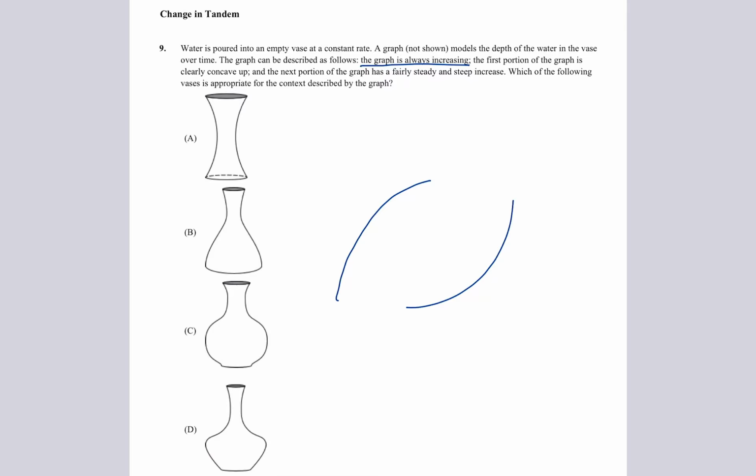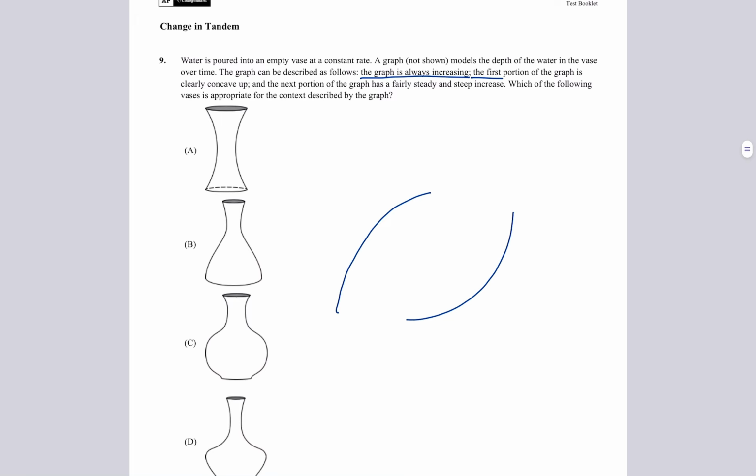The first portion of the graph is clearly concave up. And so it starts like this. And the next portion of the graph has a fairly steady and steep increase. Which of the following vases is appropriate for the context described by the graph?